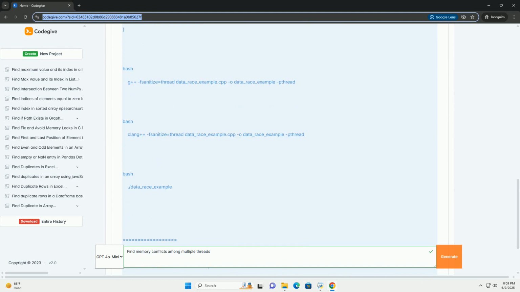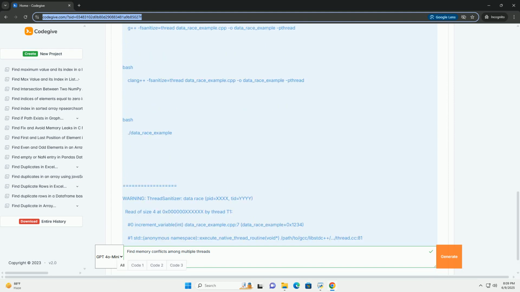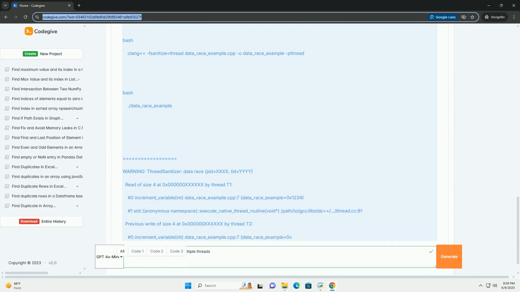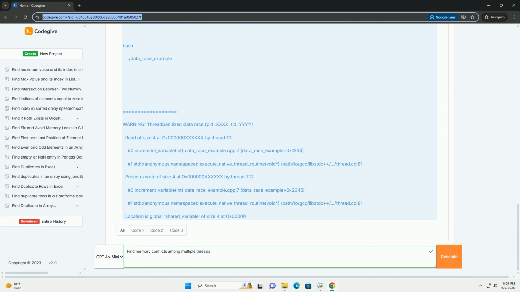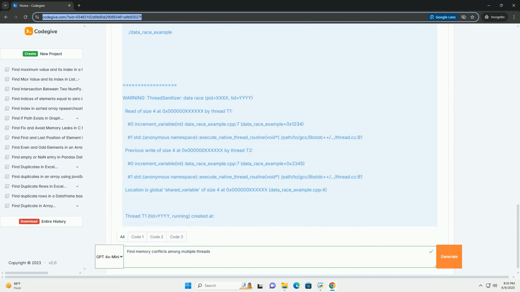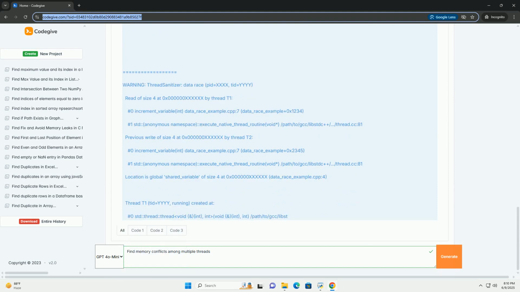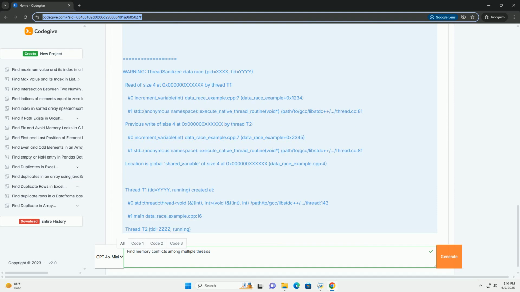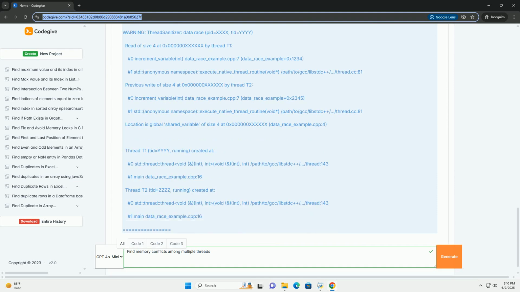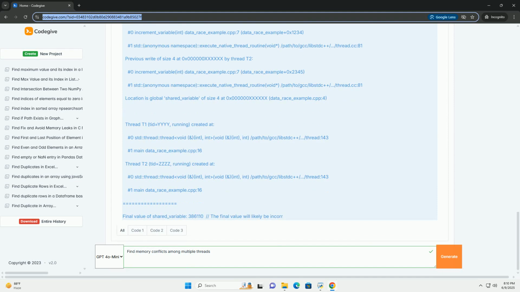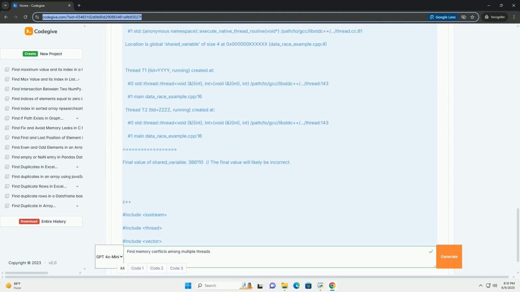and other unexpected behaviors. This tutorial will delve into the causes of memory conflicts, techniques for detecting them, and tools that can assist in identifying and resolving these issues. We'll explore code examples in C++ using threads to illustrate the concepts. 1. Understanding memory conflicts.